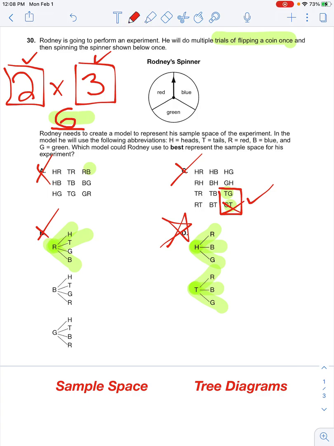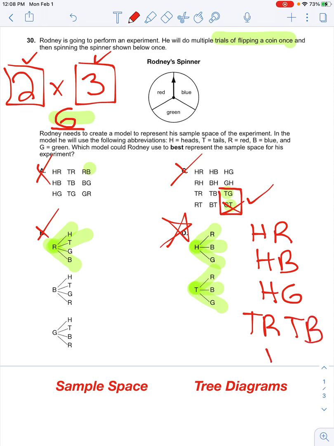If I wanted to recreate this or write this as a sample space, this is how it would go. Starting with heads, I can get heads in red, heads in blue, heads in green. Then I go to the tails: tails in red, tails in blue, tails in green. And again, you count them up and you've got 6 possible outcomes. So one way is the sample space, when I write them out using the letters that are there, or I can branch them out using my tree diagram. Either way is a great visual representation to show you all the possible probability outcomes that can happen.